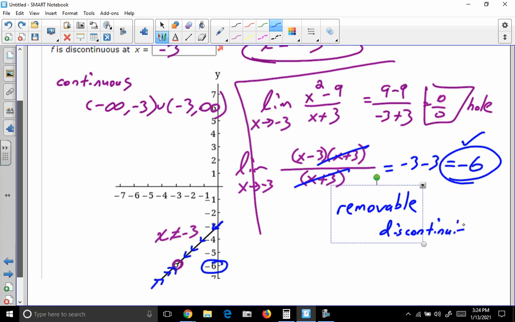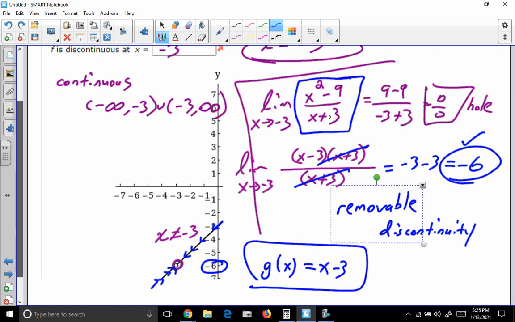A removable discontinuity. Why is that? If we compare our original function to the function x minus 3, since this function came from reducing the original function, these two functions are equivalent, except the top function is undefined at negative 3, the bottom function is not undefined at negative 3. So we got rid of what made it discontinuous. We got rid of the part that made it undefined. So we removed the discontinuity at -3.